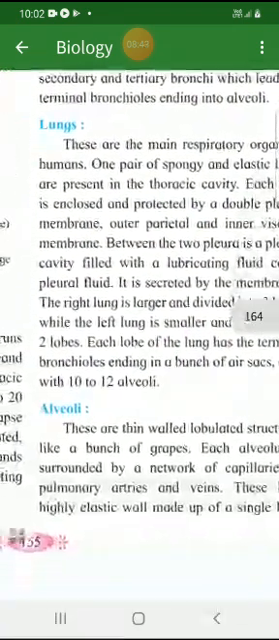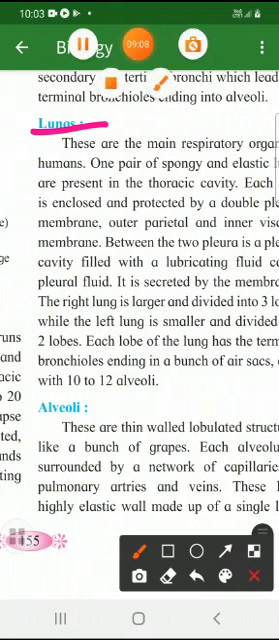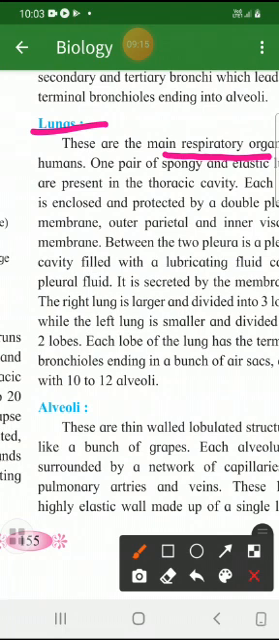What is an alveoli? Alveoli is a balloon-like structure inside the lungs, which is responsible for, matlab, exchange. Sorry, not cellular respiration, that's internal respiration. Okay, so exchange of gases happens through the lungs and that is from the alveoli. Let's see what the lung is. Main respiratory organ in humans, one pair of spongy and elastic lungs.